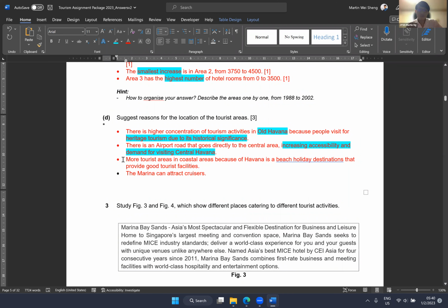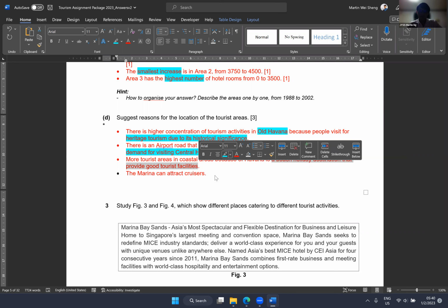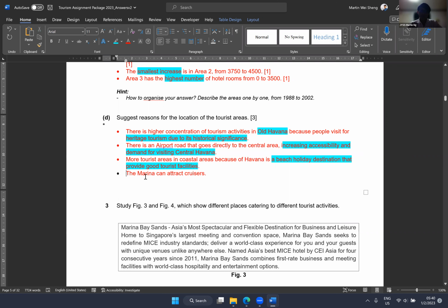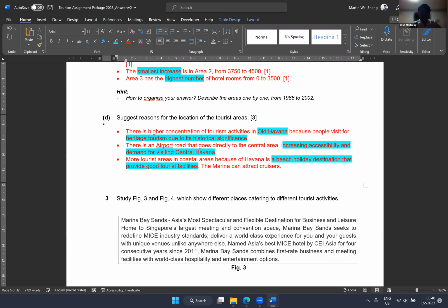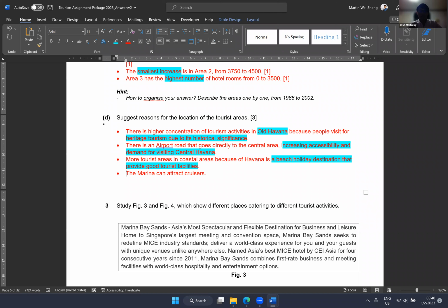Right, then next possible reason, more tourist area in the coastal area because it's a beach holiday destination, okay, that provides good tourist facility. Okay, so it's the type of activities in the area which is attractive. Then finally, you can say the marina, which is the coastal area, can also attract customers. Right, so for here, give reasons. Basically, anything which makes sense and you are able to explain it would be accepted.